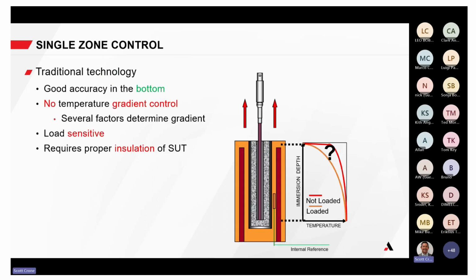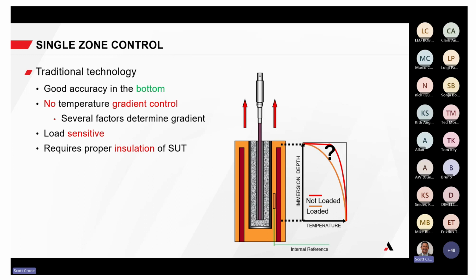So single zone control is basically the traditional dry block technology. This is going to be in your industrial dry blocks. There is no temperature gradient control, and several factors determine the gradient. So I talked a little bit about loading when you put sensors in and take them out of the well. So what happens is, as it's seeking an equilibrium, the other thing that happens is it's seeking an equilibrium outside of the block. So that heat energy, whether it's cold or hot, is seeking to go to atmospheric temperature as quickly as possible. So you've got it in the block, but you've got a portion that sticks up above the block.